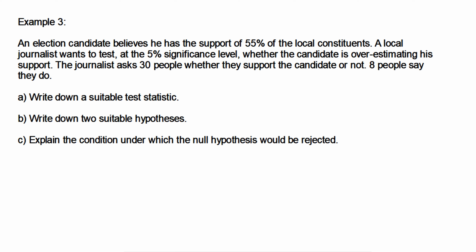So an election candidate believes he has the support of 55% of the local constituents. Now, a local journalist wants to test at the 5% significance level whether the candidate is overestimating his support. The journalist asks 30 people whether they support the candidate or not, and 8 people say they do. Now, there are 3 parts to this question. A, write down a suitable test statistic, write down 2 suitable hypotheses, and explain under which condition the null hypothesis would be rejected. So let's look at the first one.